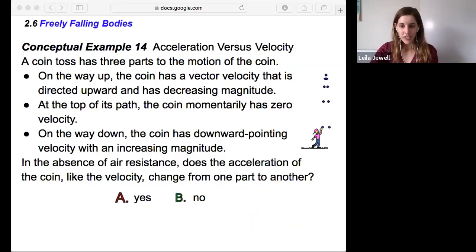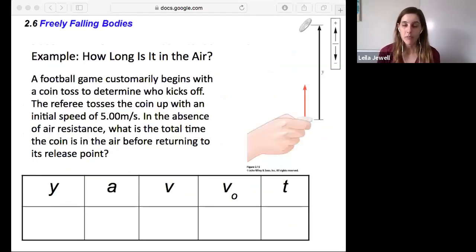Okay, and then let's look at an example with a coin toss, but with some numbers. How long is it in the air? So a football game customarily begins with a coin toss to determine who kicks off. The referee tosses the coin up with an initial speed of 5 meters per second. In the absence of air resistance, what was the total time the coin is in the air before returning to its release point?